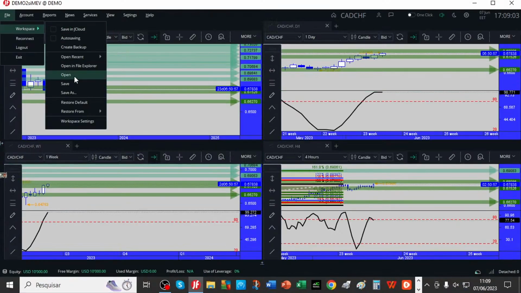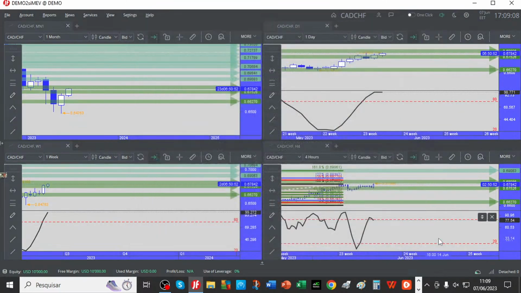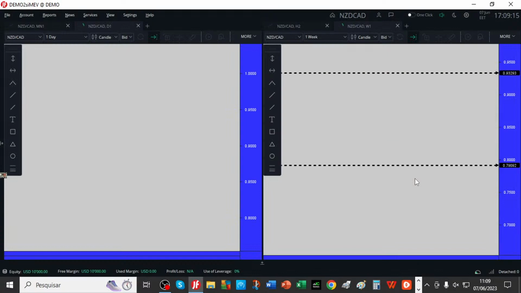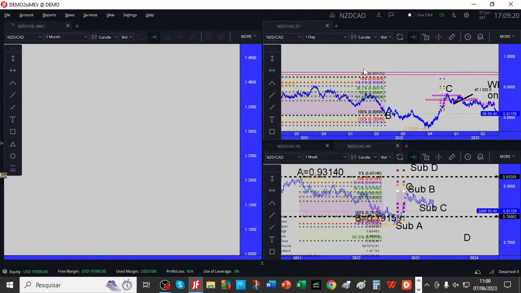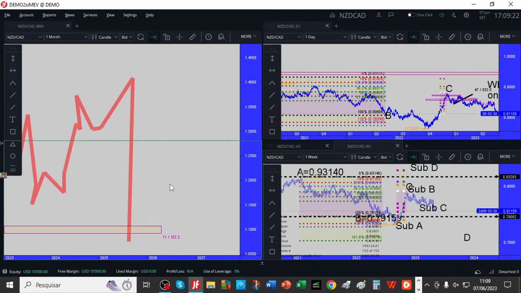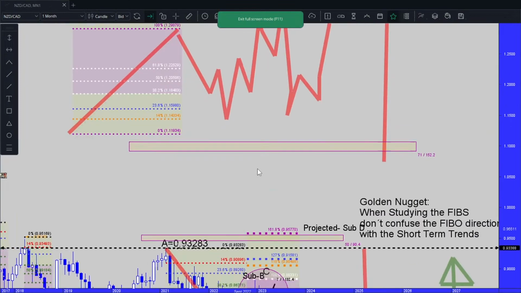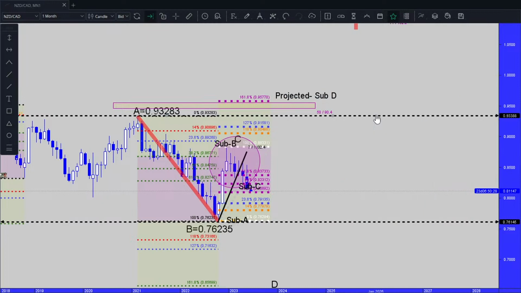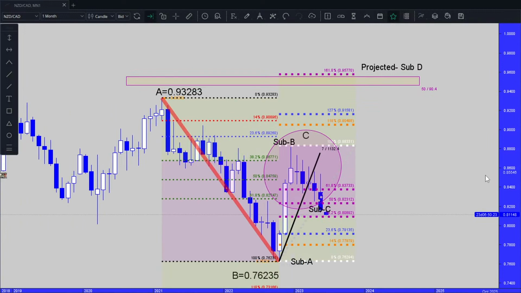Now let's go and check NZD CAD, right? Let's check NZD CAD, everybody, give me a second. Monthly, daily is going to be in here, weekly is going to be down in here. So monthly chart. Everybody, this is the monthly chart.